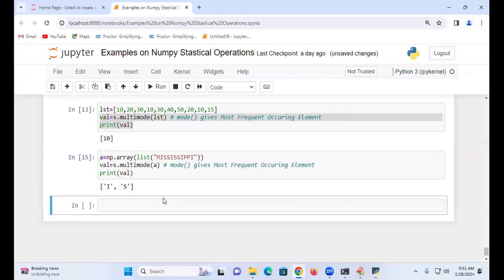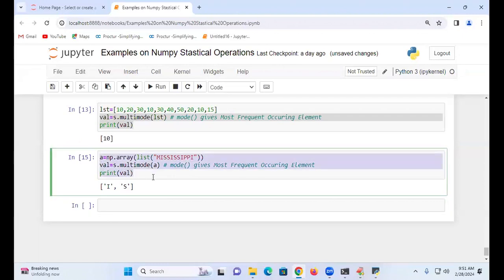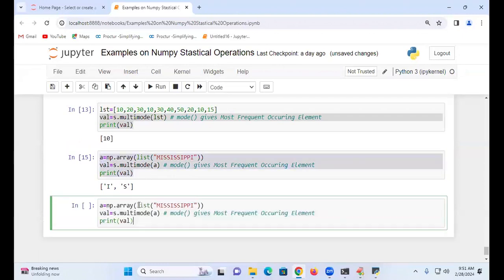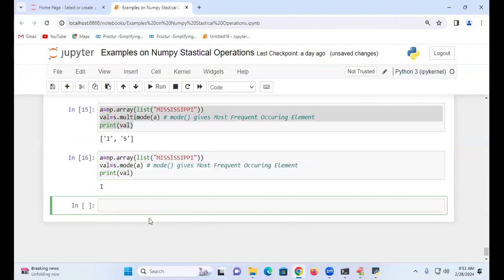A, simply A. What is the value? I and S. If I write only mode, what will come? I. Because order, what is first is important, that will come. It is a single value only. That is the scalar quantity. Scalar is nothing but a single value.